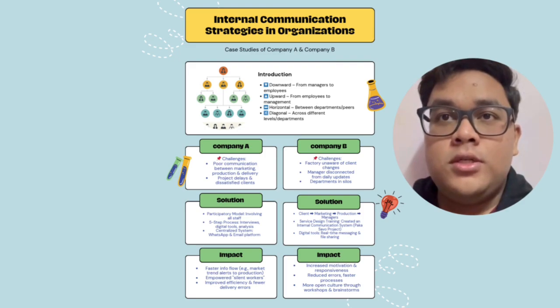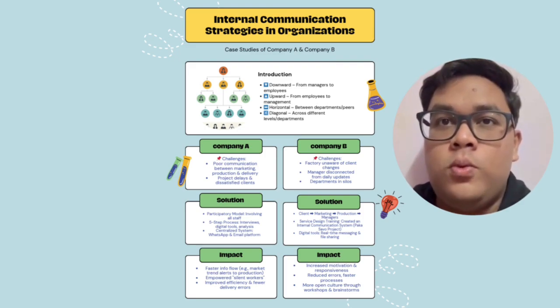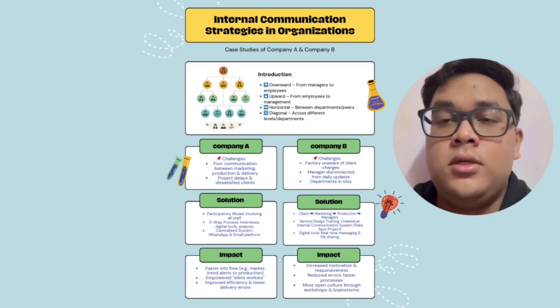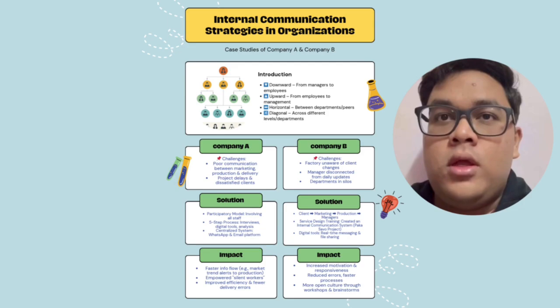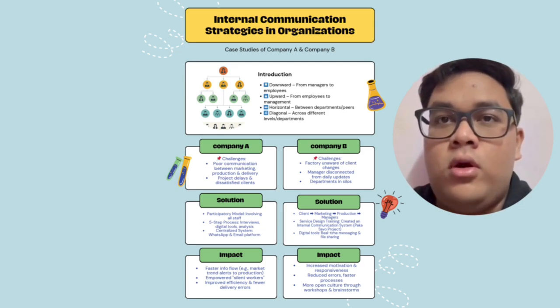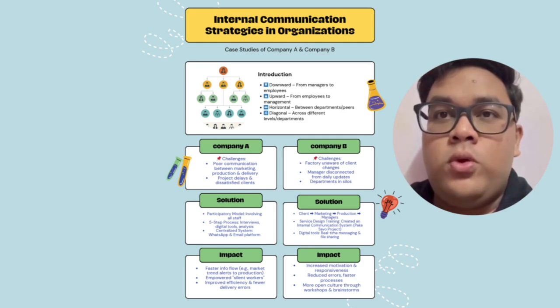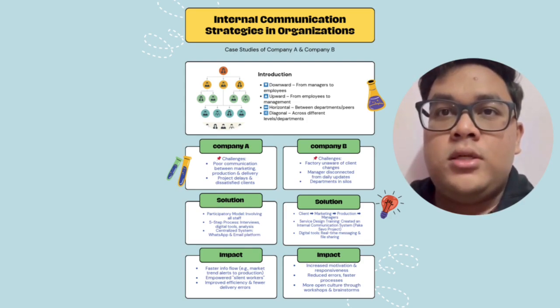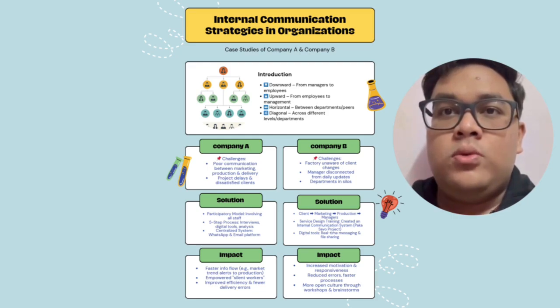Company B was facing a series of compounding challenges that were beginning to affect its overall performance. Departments operated in silos, each focusing on their own tasks without visibility into what others were doing. This lack of coordination meant that critical information often failed to reach the right people at the right time. Managers were frequently left out of the loop, unaware of important updates and unable to make timely decisions. As a result, client expectations were not being met, and complaints began to rise.